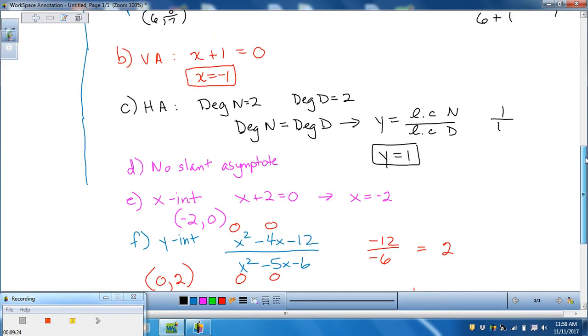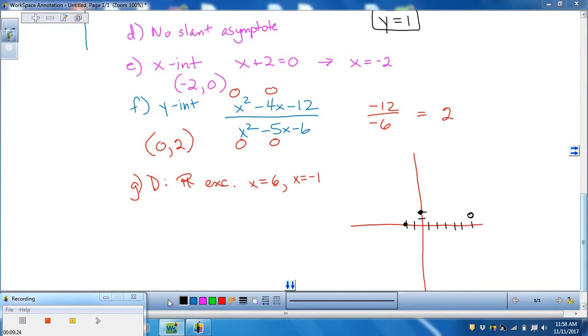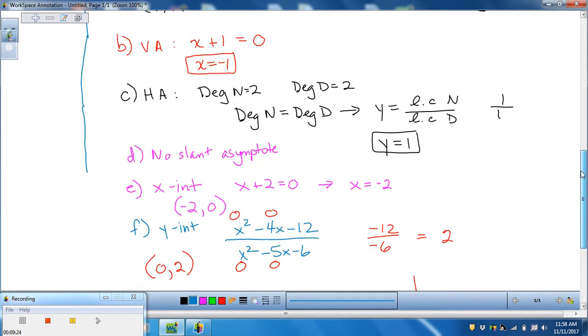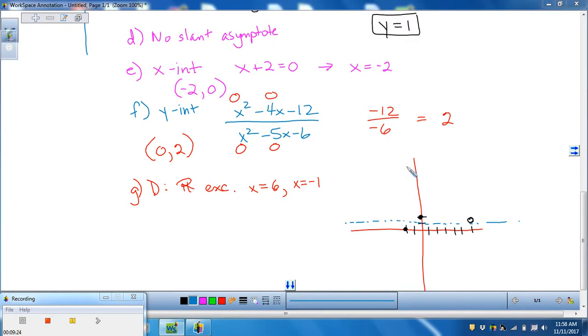Our horizontal asymptote is at y equals 1. So right across here we have our horizontal asymptote. Our vertical asymptote is x equals -1. There's our vertical asymptote. You can kind of see the two sections of the graph where the rational function will be located. It will be mainly in the first quadrant, and mainly in the third quadrant.